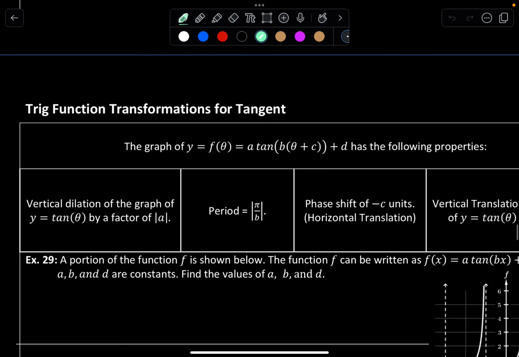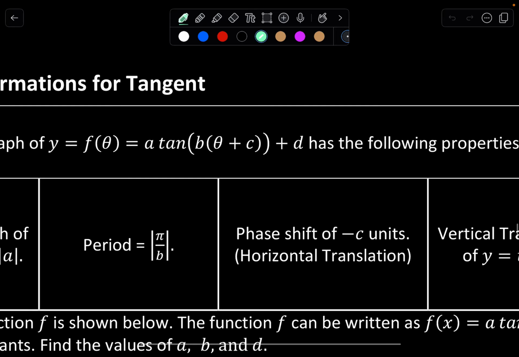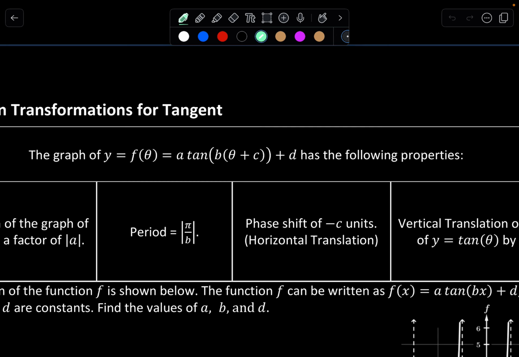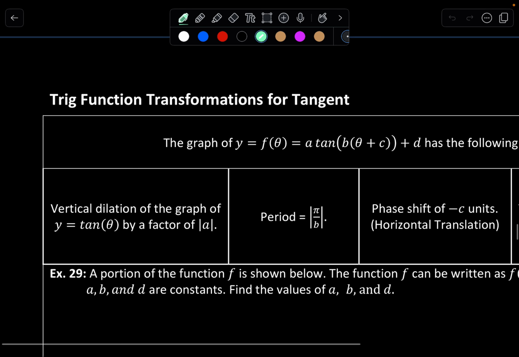So the next topic in trig transformations is for tangent. So we'll use the same variables that we did for cosine and sine, which is a, b, c, and d. The properties are going to be a little bit different.